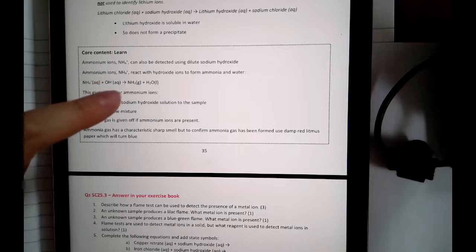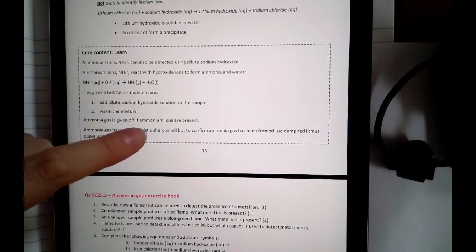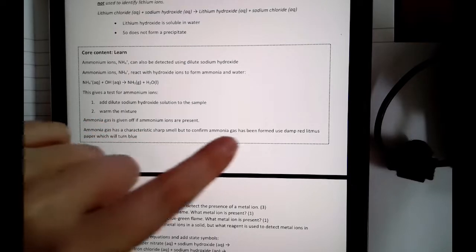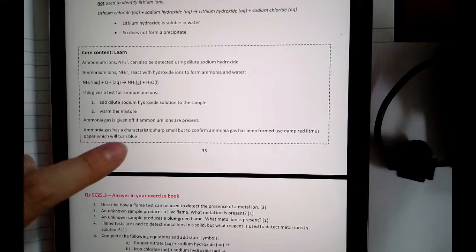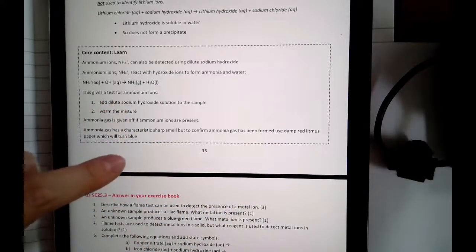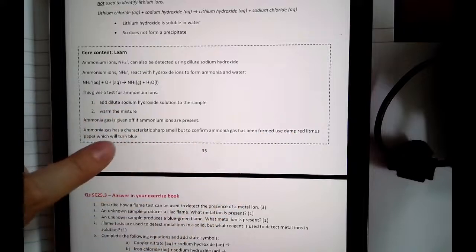You need to prove that it was definitely ammonia gas that's given off. So yes, it has a characteristic sharp smell, but to prove for sure that you're getting ammonia, you're going to use damp red litmus paper, which will turn blue. So it does have to be damp, the litmus paper, in order to work. So do make sure you mention that. It's starting off red and it's turning blue.